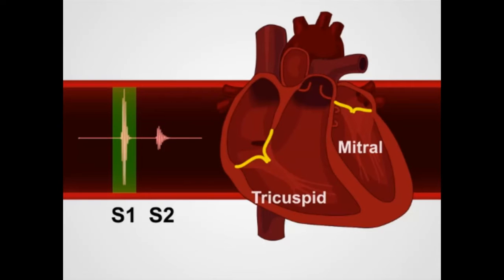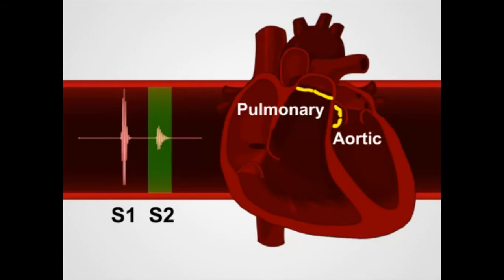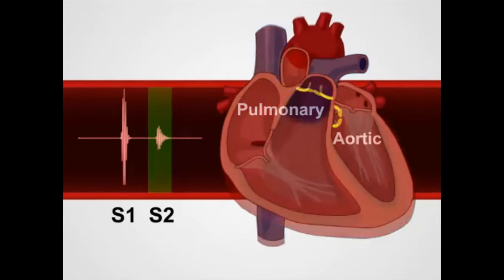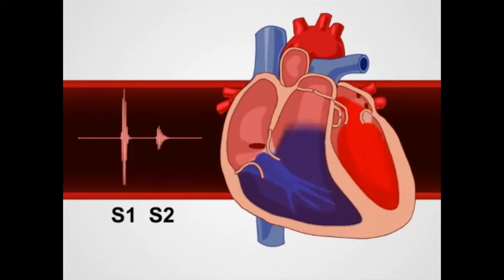The second heart sound, S2, occurs when the aortic and pulmonary valves close after blood has left the ventricles to enter the systemic and pulmonary circulation systems at the end of systole. Together, they sound like "lub-dub, lub-dub."